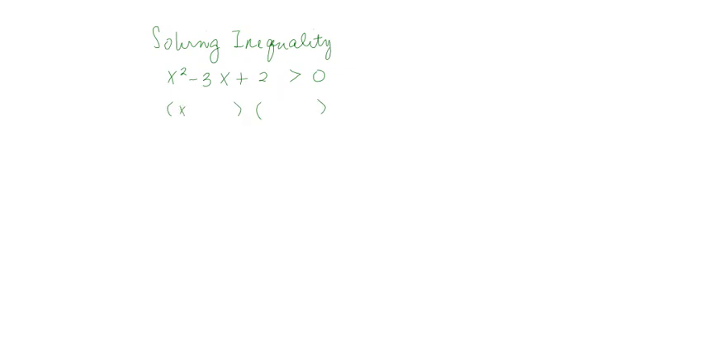x, so 2, it could be 2 and 1. To be positive 2, it's either both are positive or both are negative. But since our middle term is negative, we'll have negative terms here. This product must be greater than 0. So we can look for our critical values where x equals 1, x equals 2. Then after that, we can use a sign diagram to find the solution to the problem.